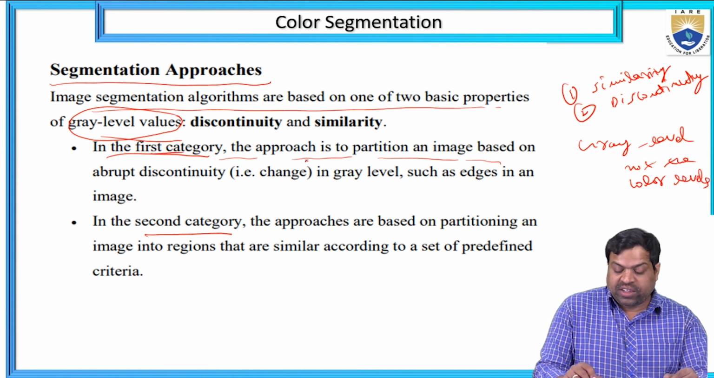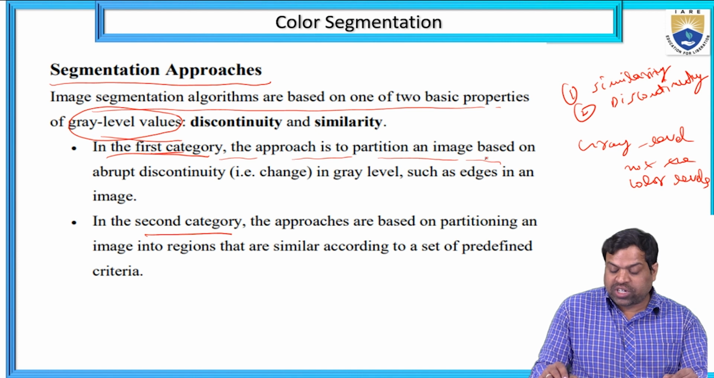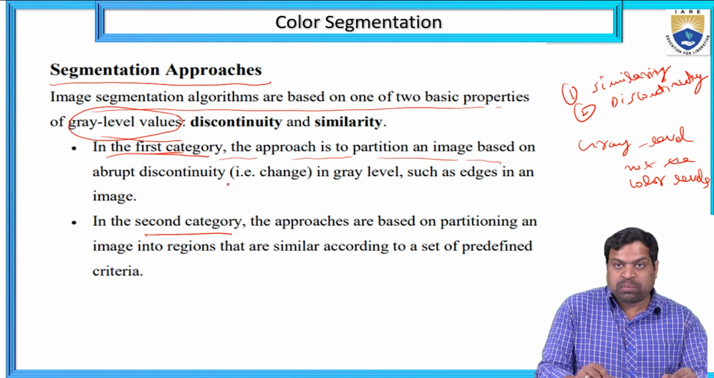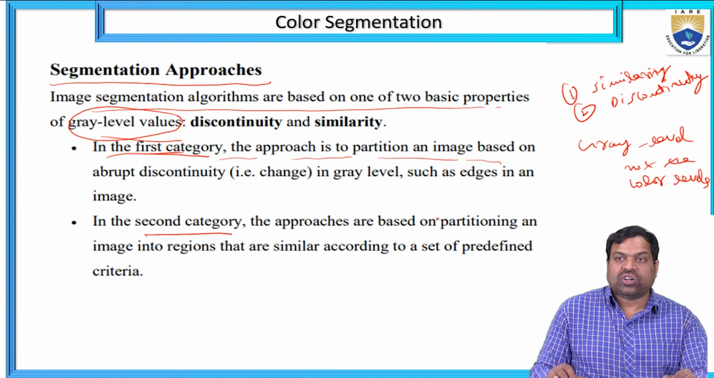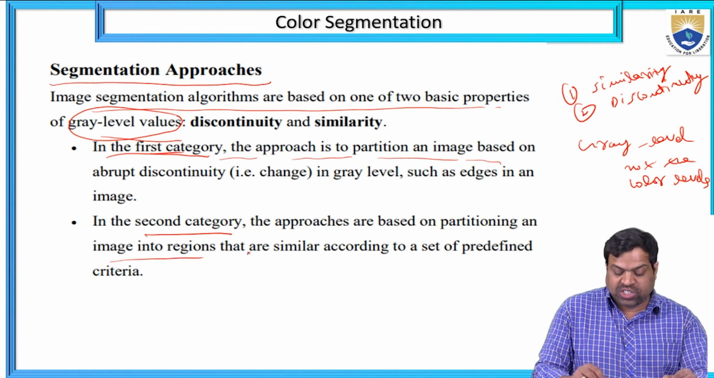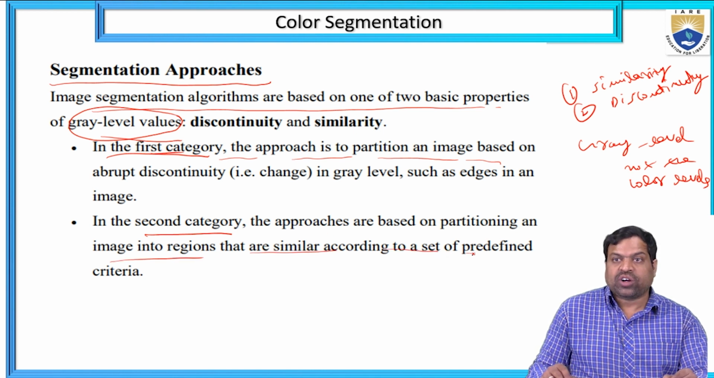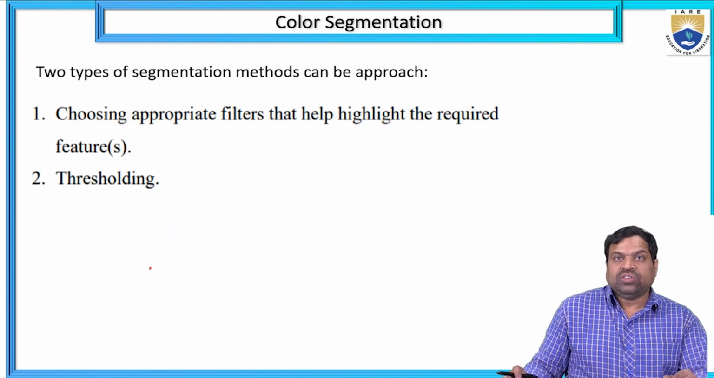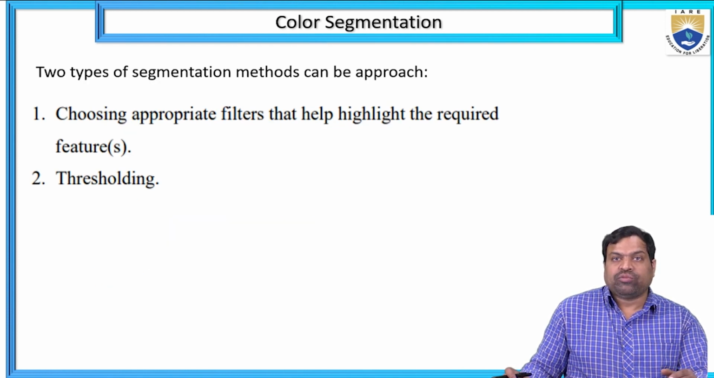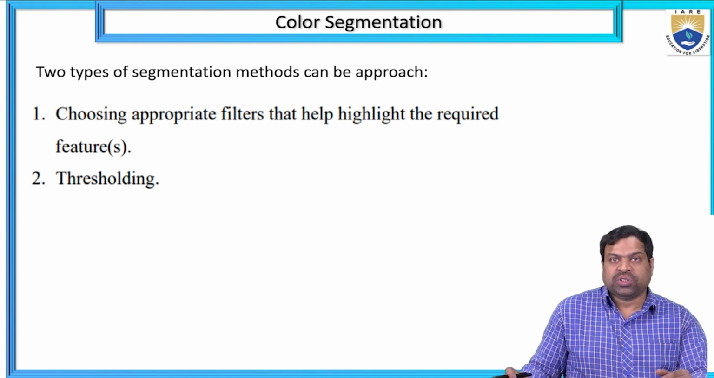So the first category is an approach to partitioning of the image based on abrupt discontinuity, that is, change in gray level, such as edges in an image. And the second category is the approaches based on partitioning an image into regions that are similar according to a set of predefined criteria. So majorly, how many types of segmentation methods are there? Two types of image segmentation methods are approached.